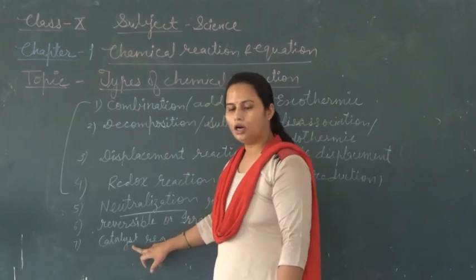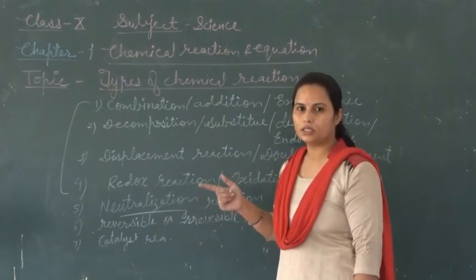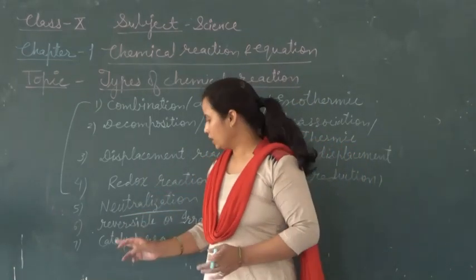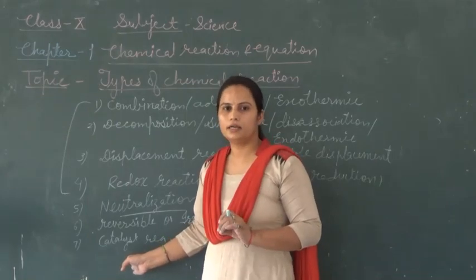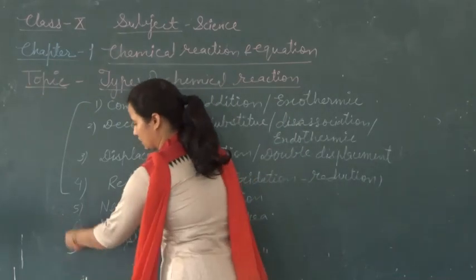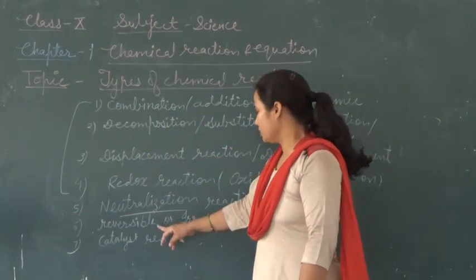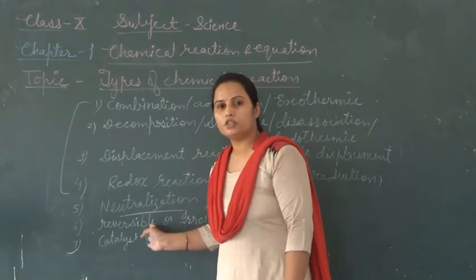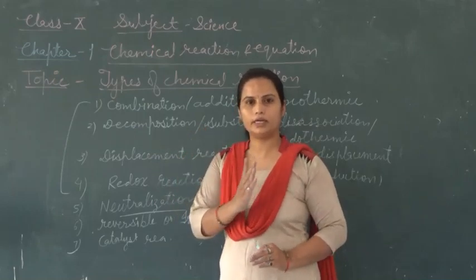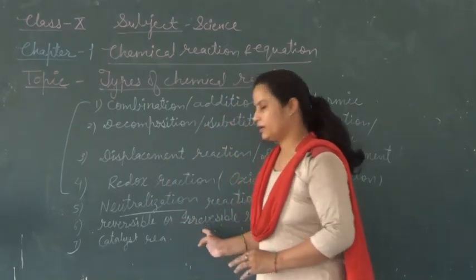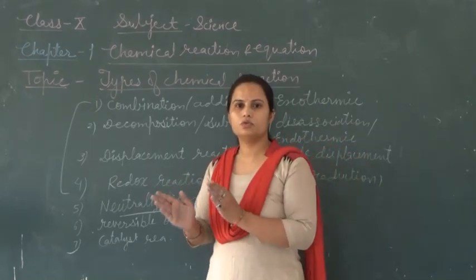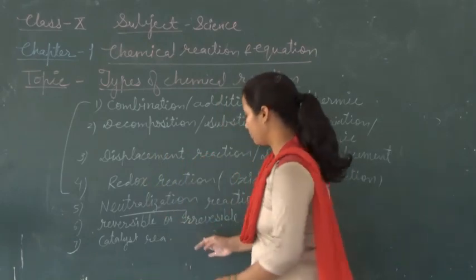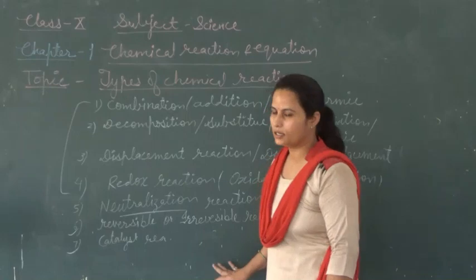The one reaction of catalyst that I told you in my previous session is that the unsaturated hydrocarbon forms saturated hydrocarbon when a nickel catalyst is added to it. This type of reaction is called the catalyst reaction. Reversible, irreversible, I already introduced. Reversible means a type of reaction which moves in both directions, left to right and right to left. Irreversible means a type of reaction which moves only in a single direction, left to right.